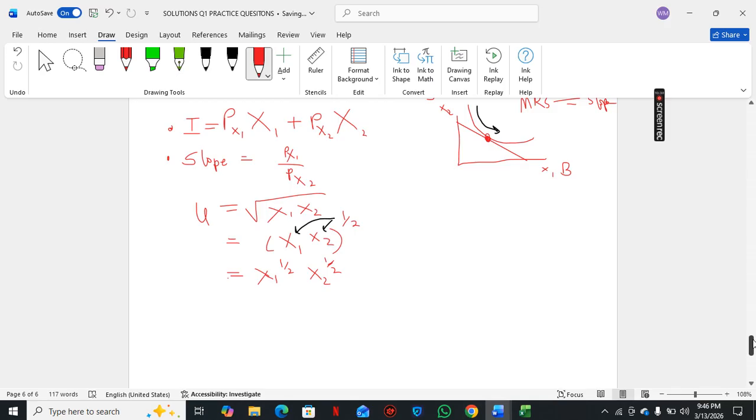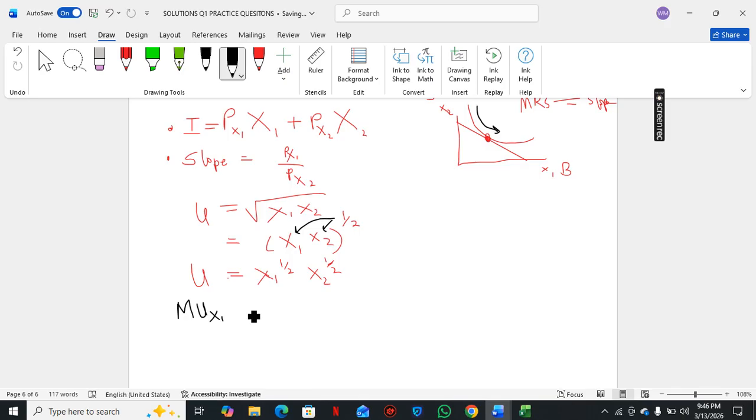Okay. Once we've simplified our utility function, now we need to derive it. So we have to get the marginal utility with respect to x1. This is the additional satisfaction you get when you consume one more unit of x1. Okay, colleagues? That's what we mean when we say marginal utility of x1.